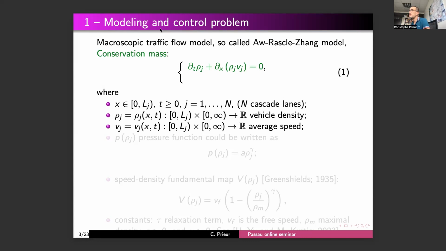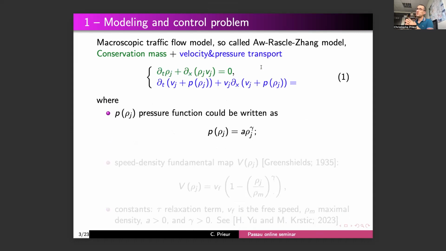So the partial derivative of the vehicle density is given by the flux, by this quantity, which is just the product of the vehicle density times the average speed. Here we consider a macroscopic model. We do not consider the dynamics of each individual vehicle, vehicle by vehicle, but we consider a macroscopic model with density description. So the first green equation is just the conservation of mass. Nothing surprising on that. The vehicles are just conserved along the network of traffic.